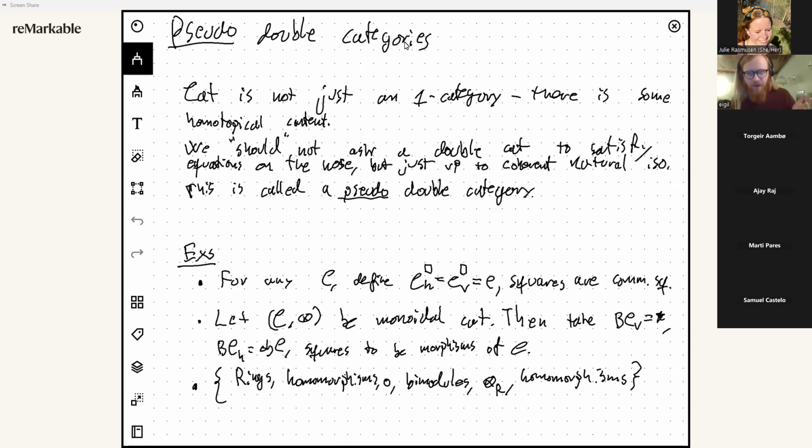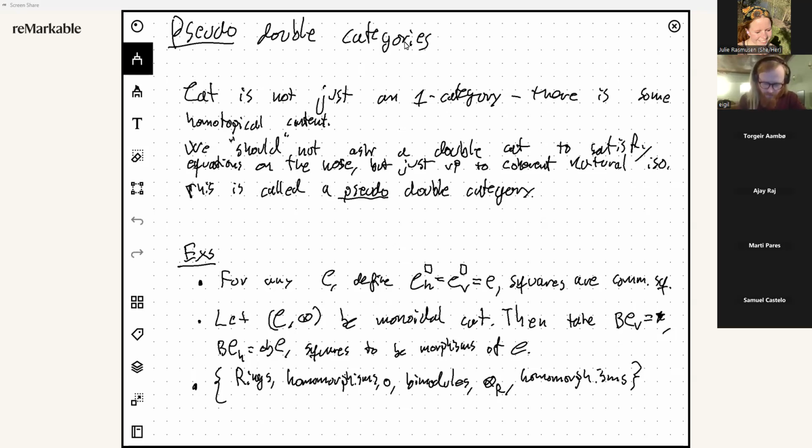And of course, that's true. Somebody already wrote down what the right definition is, and that's called a pseudo double category. And if you want to emphasize the distinction, you call the other one strict double categories. So let me give some examples of double categories.